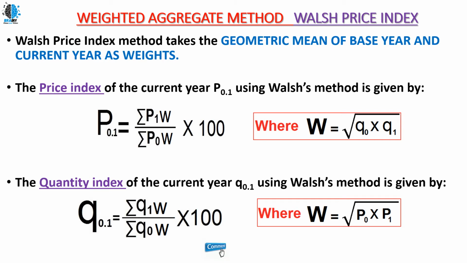Here we have taken the weight of price. In quantity index we have to take the weight of price, and in price index we have to take the weight of quantities. This weight we have to find in terms of geometric mean. So this is all about our different index numbers under the weighted aggregate method.